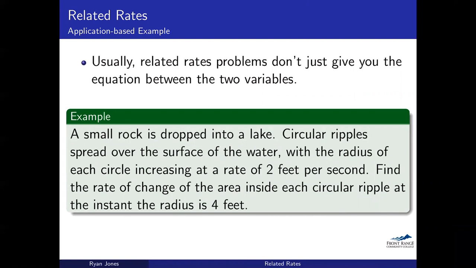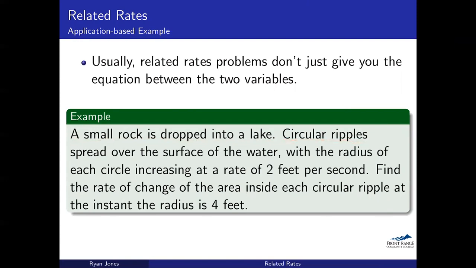So in this case, I'm obviously not just giving you an equation that just relates x and y. We've got to come up with these things. And I'll be clear here as well. I'm not going to use the letters x and y because there are better letters to use. But let's go ahead and get into it. So a small rock is dropped into the middle of a lake. So I just take a rock and I drop it into the lake.